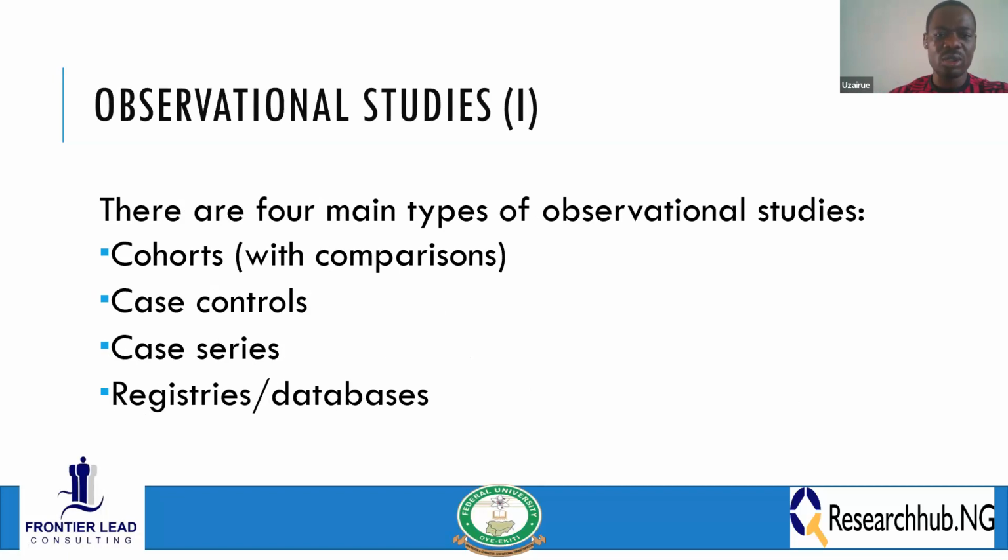Now, for observational studies, there are four major types. It could be cohort with comparison, it could be case control, it could be case series, or it could be a registry or database kind of study. So you need to note all this so that when you are designing your inclusion and exclusion criteria, you know which you are going to include or exclude.